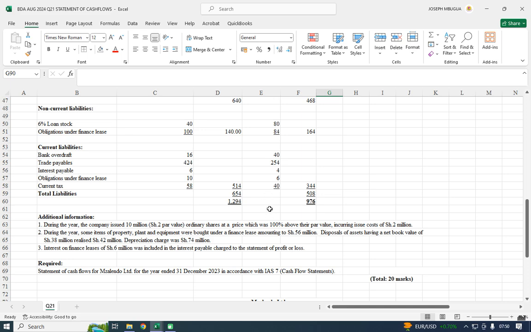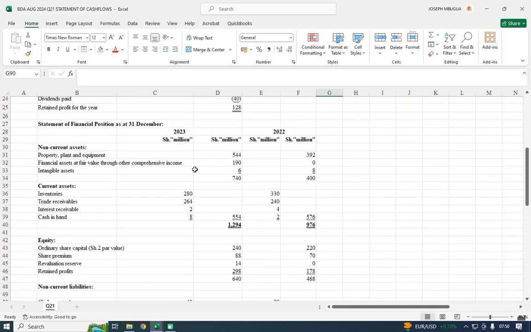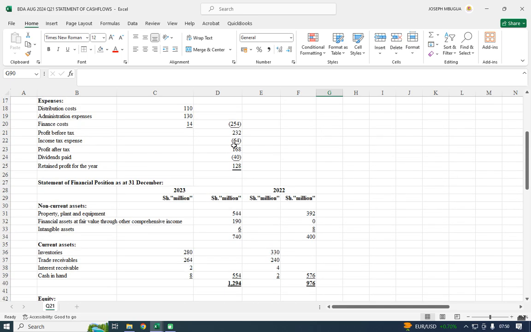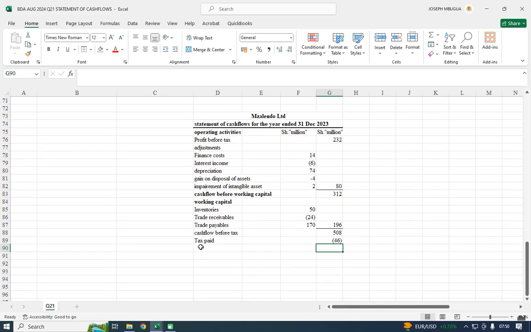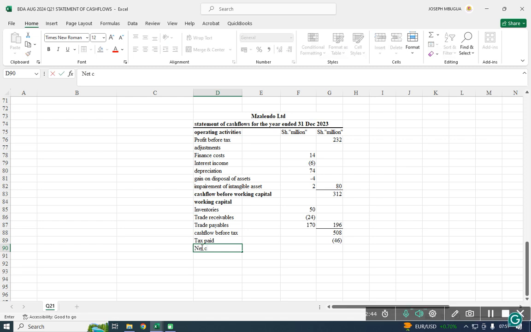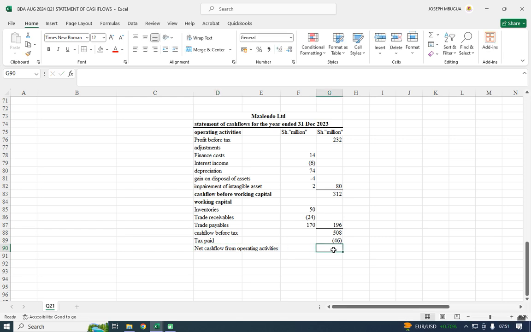And under the credit, we have what was set aside for the year, 64. And we'll get a payment of that. So get our net cash flow. So net cash flow from operating activities. It's the sum of the two. Yeah, it will be 462.